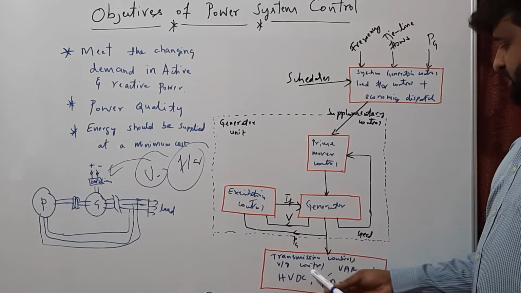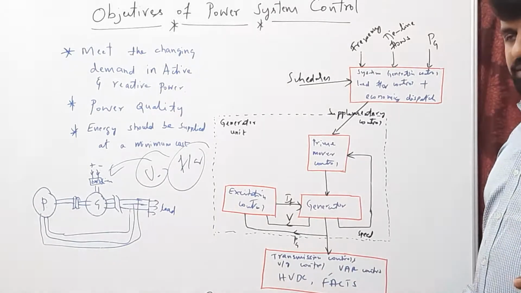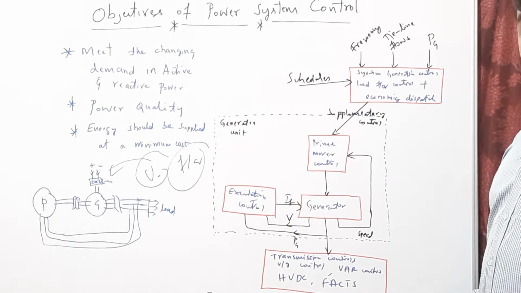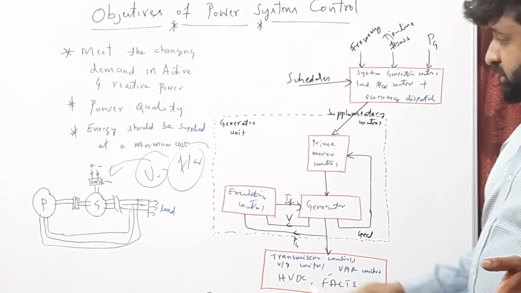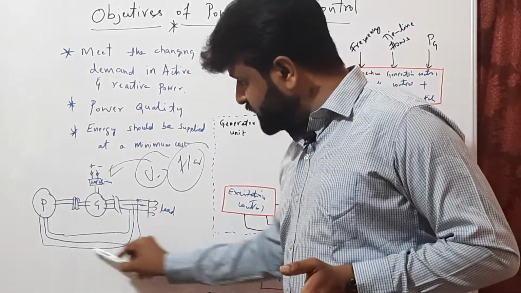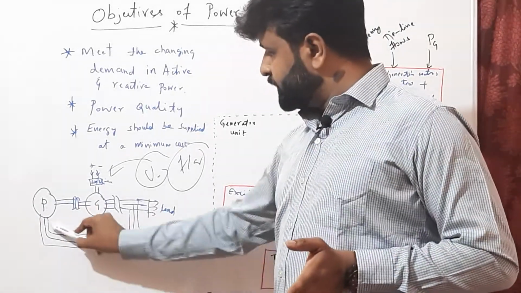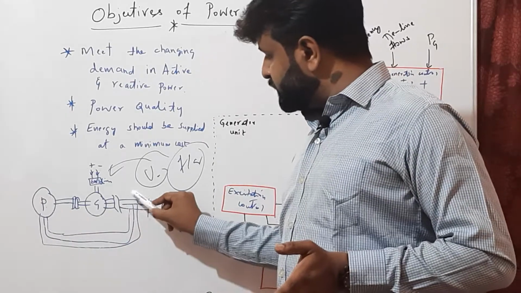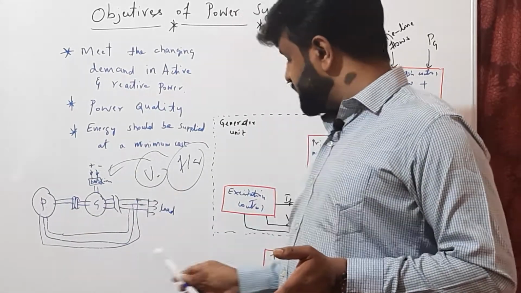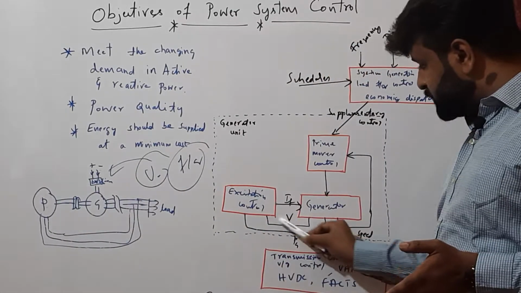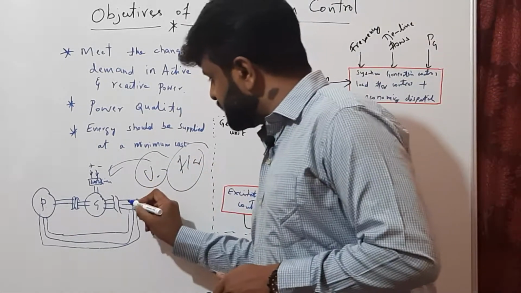The output is connected to the transmission line, obviously. In the transmission lines, we have to use certain controlling devices, because parameters should be maintained. Otherwise, any variation will affect this, of course. Whenever the voltage varies, there is definitely an excitation system. See here, the voltage variation, I can connect like this.